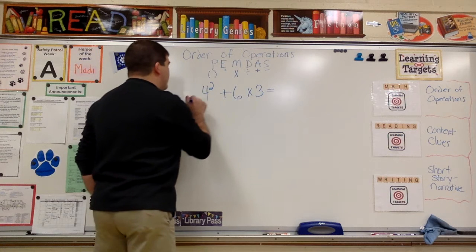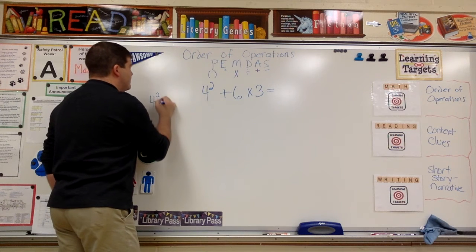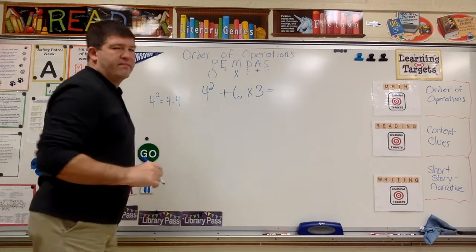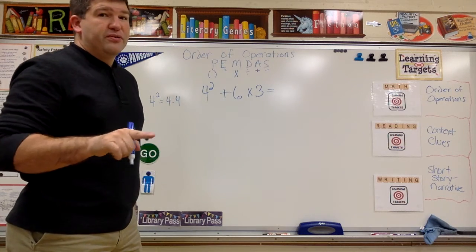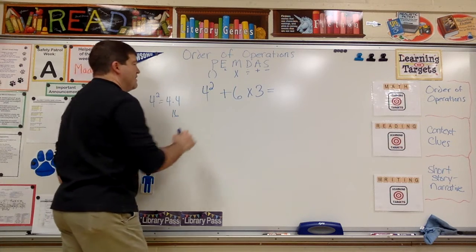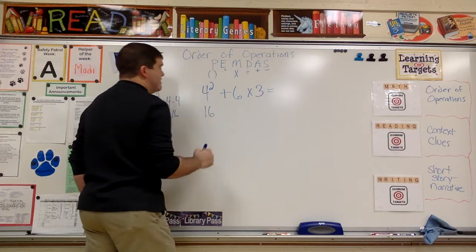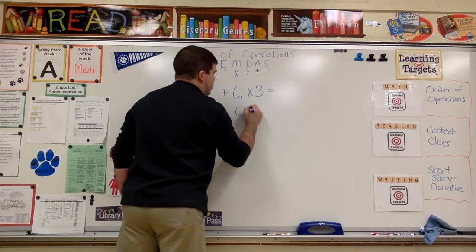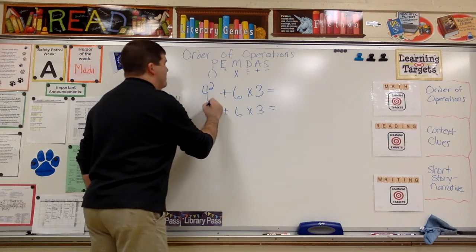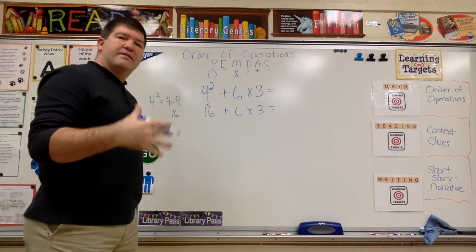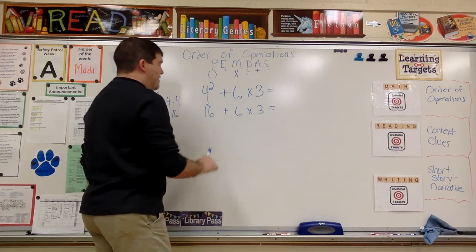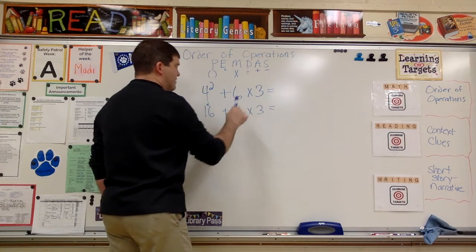I know that 4 to the second is the same as 4 times 4. It's not 4 times 2. Don't do that. It's 4 times 4, which is 16. So 4 to the second power is 16 plus 6 times 3 equals. Okay? So just do the part that comes next and I bring it down. Now, I've done exponents, no more of those. Multiplication.